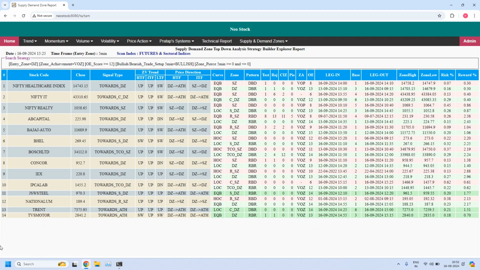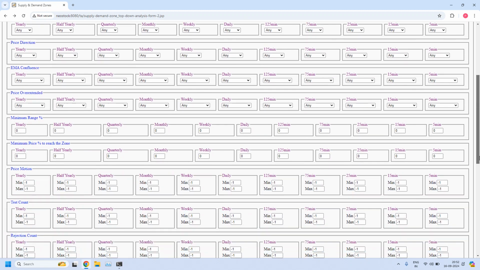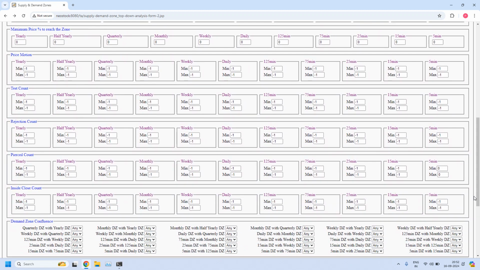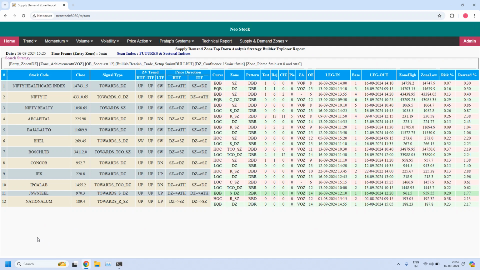That means 5 minutes demand zone should be having confluence with 15 minutes demand zone. That means 5 minutes demand zone should be part of 15 minutes demand zone. So in the demand zone confluence, let's enable the filter. The 5 minutes demand zone with 15 minutes demand zone confluence I am enabling. Now let's verify. Out of 14, 12 stocks are filtered. That means all these 12 stocks are having ITF confluence.